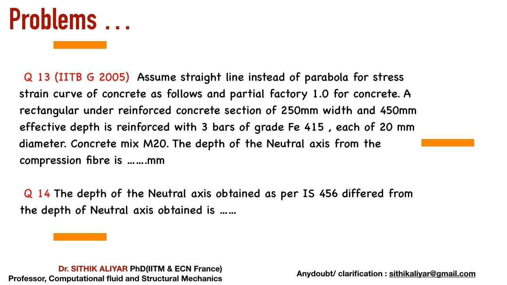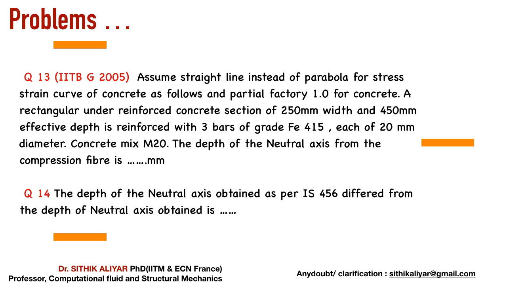So use this correction, determine the formula, and then they have given a rectangular beam, under reinforced concrete section. They have given 250 mm width, 450 mm depth, reinforced with 3 bars of Fe 415 and 5 bars each of 20 mm diameter. fck is M20. They are asking, because of this new theory, where the neutral axis will be, and question number 14 is, as per IS 456 for the same beam, where will the neutral axis be and what is the difference? Quite an interesting problem.